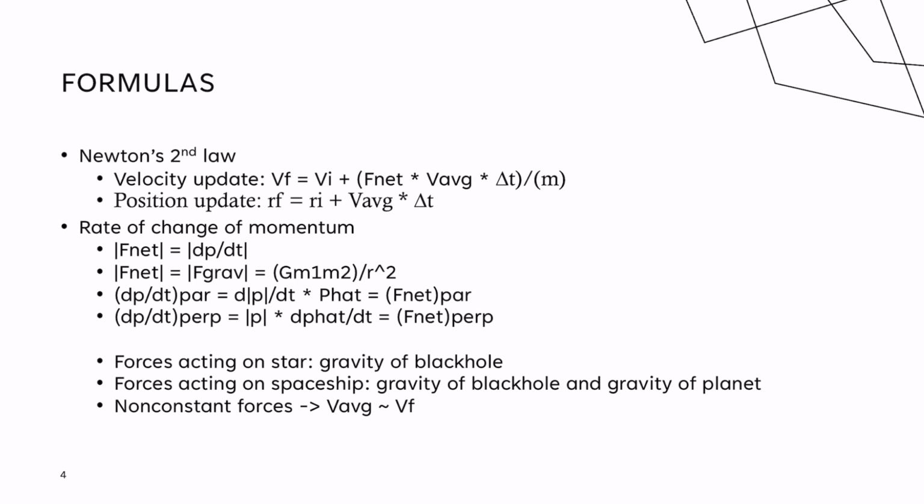So in this lab, the force acting on the star was the gravity of the black hole, whereas the forces acting on the spaceship were both the gravity of the black hole and the gravity of the planet. And since these are non-constant forces, we assumed that the v average equaled the v final for the update formulas.